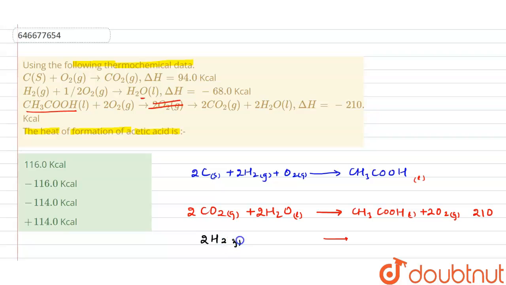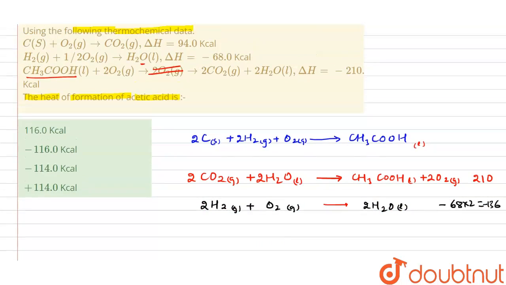So in that reaction we are multiplying by 2. After multiplying by 2, we get this equation exactly, twice of water molecules liquid. So this value also will be multiplied by 2, minus 68 into 2. 8 twos are 16, carry 1, and 6 twos are 12, 13. So minus 136 kilocalorie will be released.